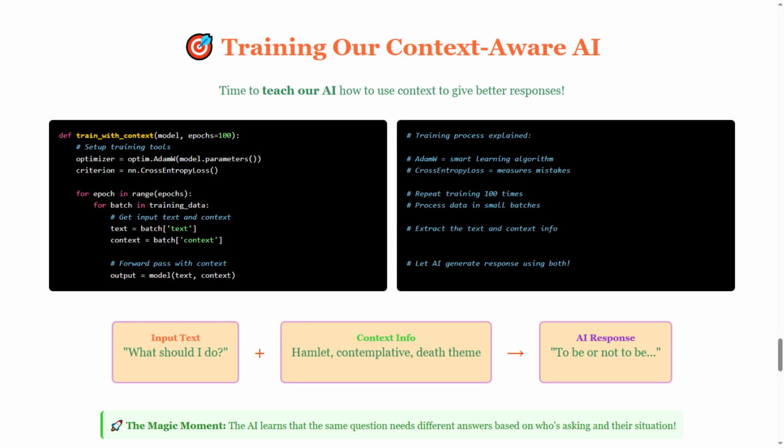Training time. We're teaching our AI to use context for better responses using a process that's surprisingly similar to how humans learn. Our training function uses AdamW, a smart learning algorithm, and cross-entropy loss to measure mistakes. For each training example, we feed both the input text and the context information to our model. The beautiful part is watching the AI learn that the same question needs different answers based on who's asking and their situation. It's like watching a student actor learn to switch between different characters, same script, but completely different performances based on context.